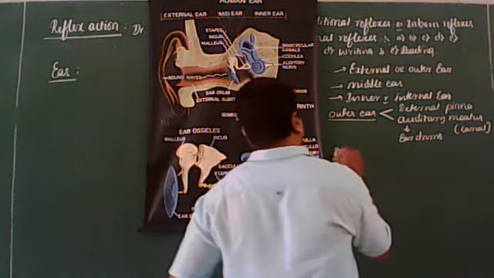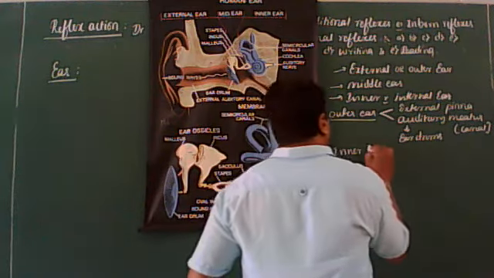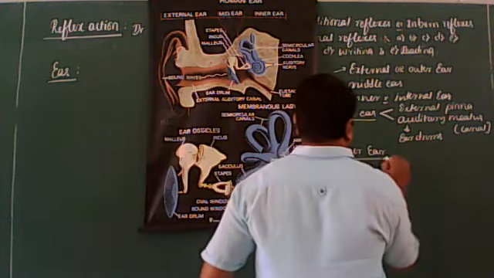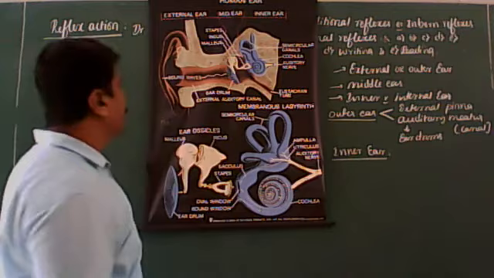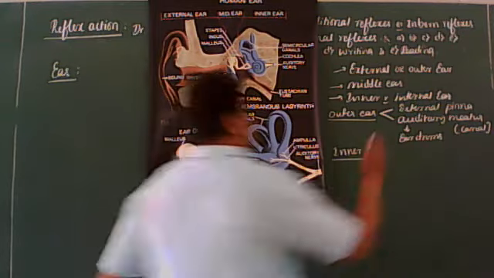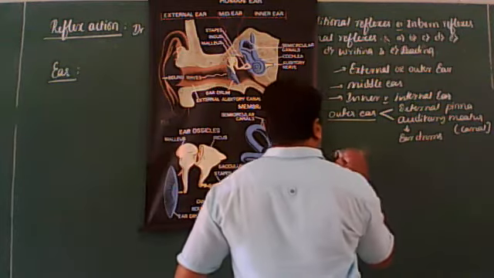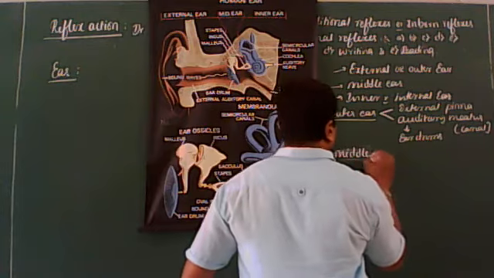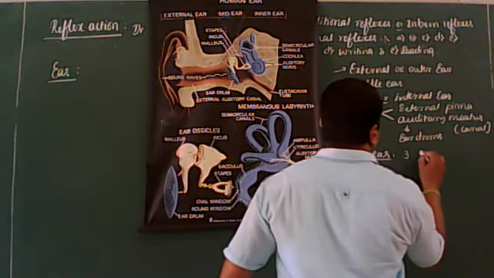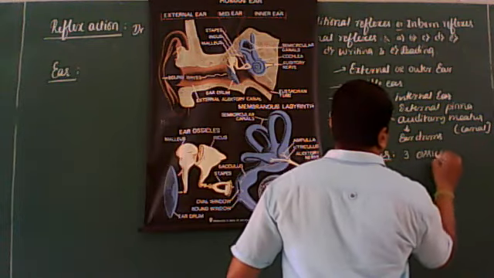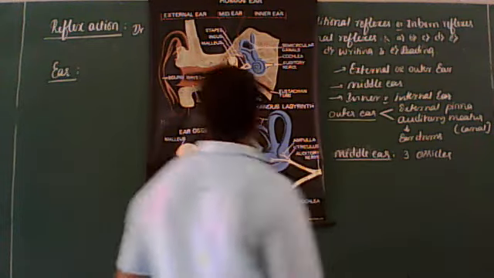Okay, next let us come to the internal or inner ear. Sorry, the middle ear. First we'll complete the middle ear. Now let us come to the middle ear. The middle ear consists of three ear ossicles.